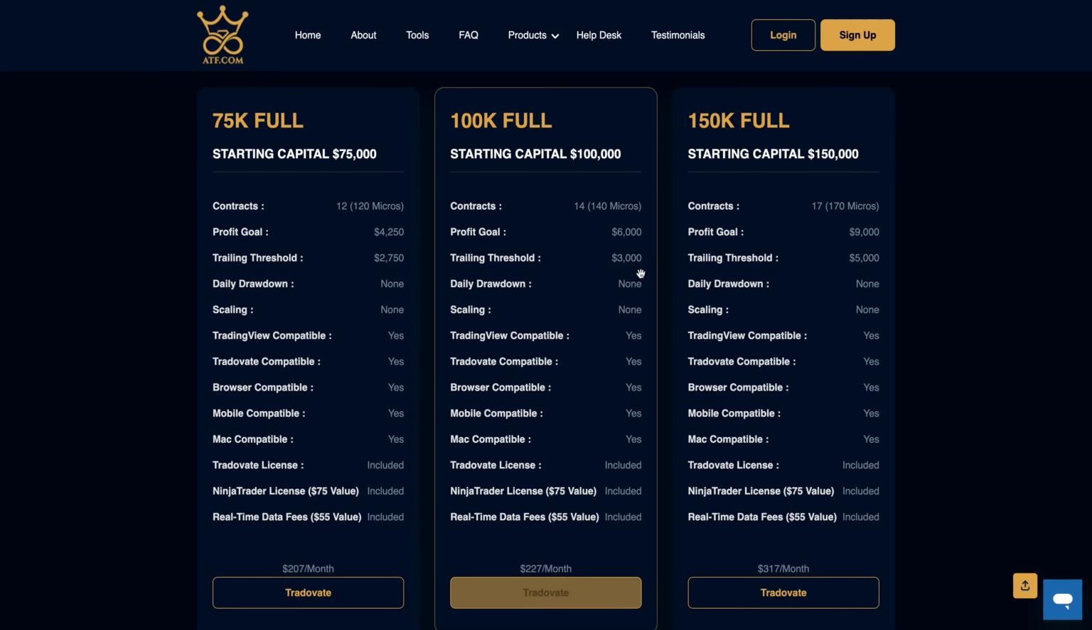So for example, if I want a 150,000 starting capital account, you can see here it has a profit goal and a trailing threshold. What that means is you are only able to lose $5,000 on your first account, and your profit goal is $9,000. Once you reach this $9,000 profit goal, you can be eligible for a funded account. You pay about $90 or $100 for the funded account, and then from there is when you can actually start making money.